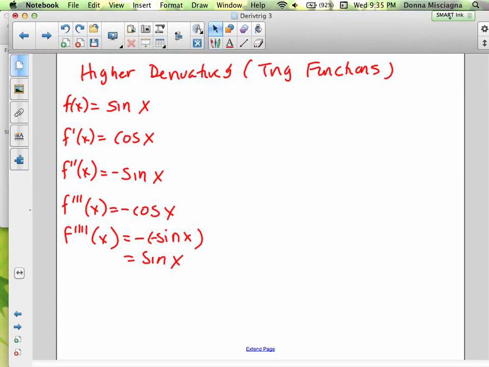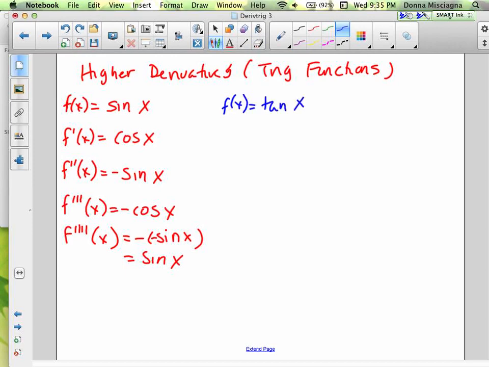How about some of the other trig functions? What if we looked at tangent x? So if we have f of x equals, and we're not going to go as far with the other trig functions. So f of x equals tangent x, f prime of x is secant squared x, and now that's not as easy as sine and cosine because now I have a chain rule. So the second derivative, this is technically secant x all squared.